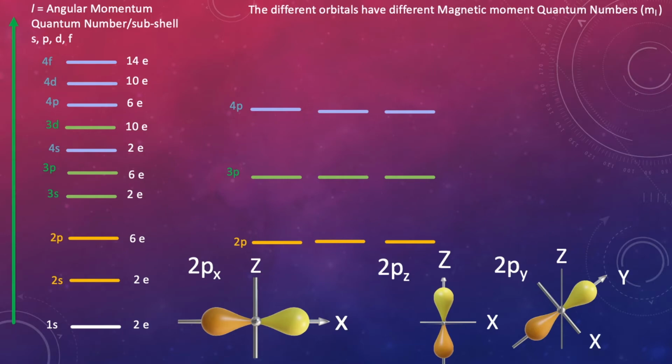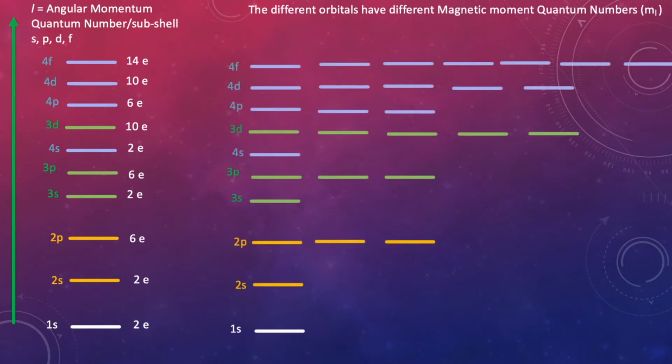And if you're asked to draw one of these in the exam, you do need to be able to draw the right one. Just remember, if they ask you for the pz, you put the lobes along the z-axis. And the 3p and the 4p look exactly the same, just slightly larger. These different orbitals are given the quantum number labeled ml, and that's called the magnetic quantum number.